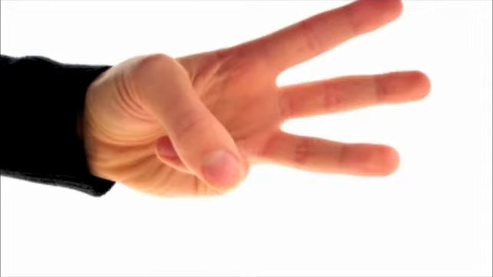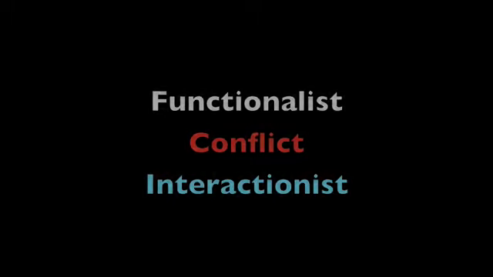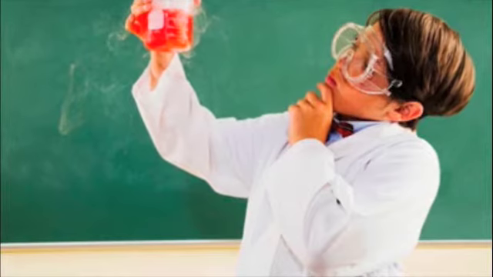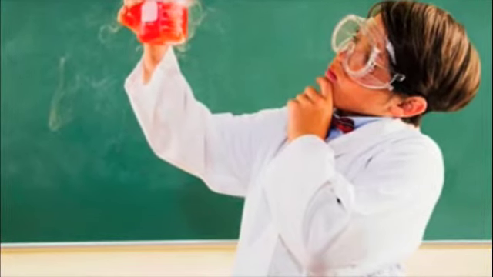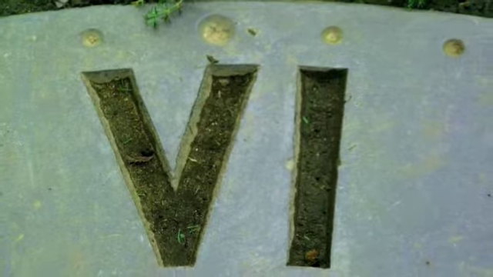There are three basic perspectives in sociology: the functionalist perspective, the conflict perspective, and the interactionist perspective. Sociology uses the scientific method to explore questions in our society. The scientific method consists of 6 steps.